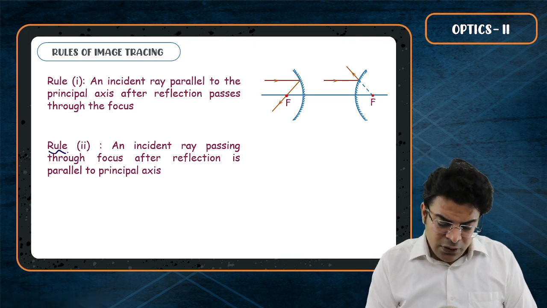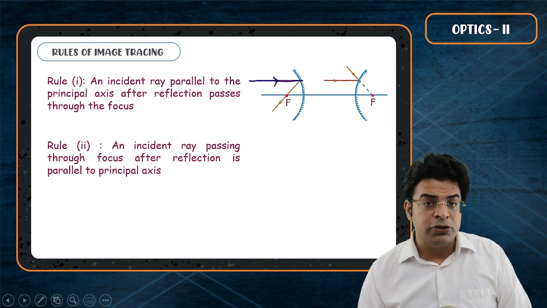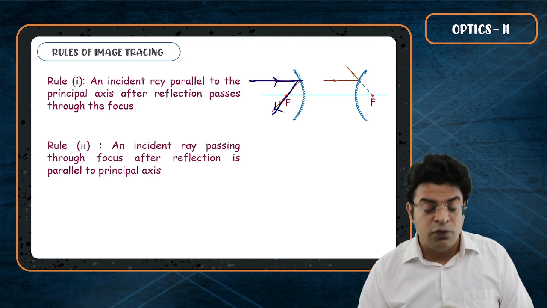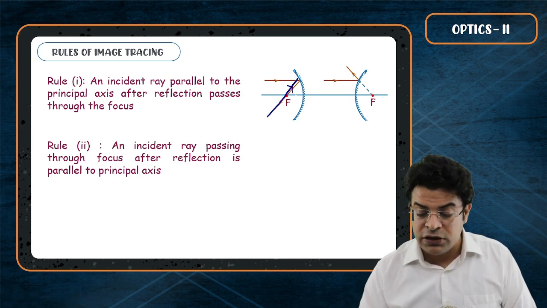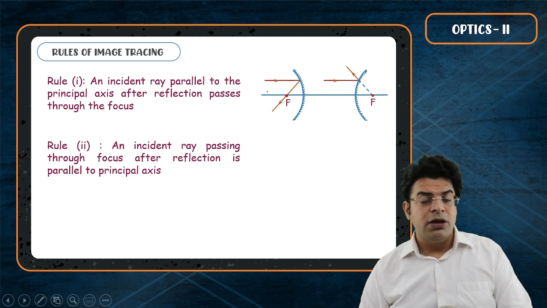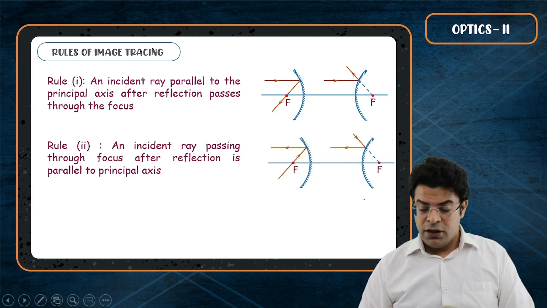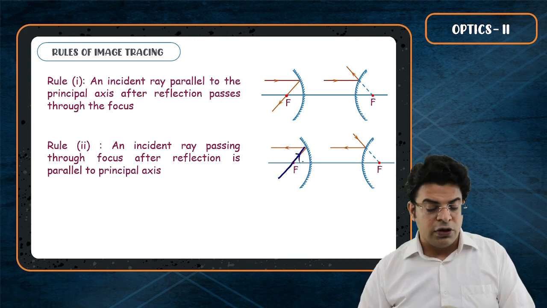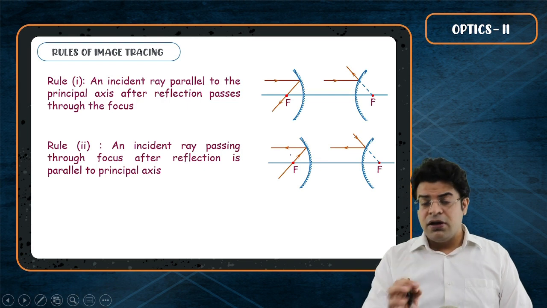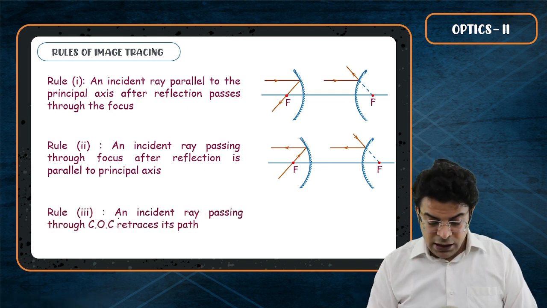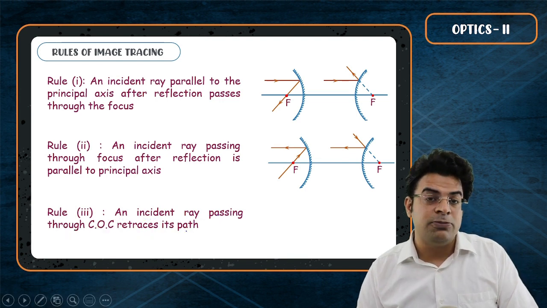So you can tell rule 2 also from rule 1. If a ray hits parallel to the principal axis, then after reflection it passes through the focus. So if a ray hits passing through the focus, then after reflection it is parallel to the principal axis. Whether you have got a concave mirror or a convex mirror, if the incident ray passes through the focus, then the reflected ray is parallel to the principal axis. The third rule of ray tracing goes like this: an incident ray passing through the center of curvature retraces its path.